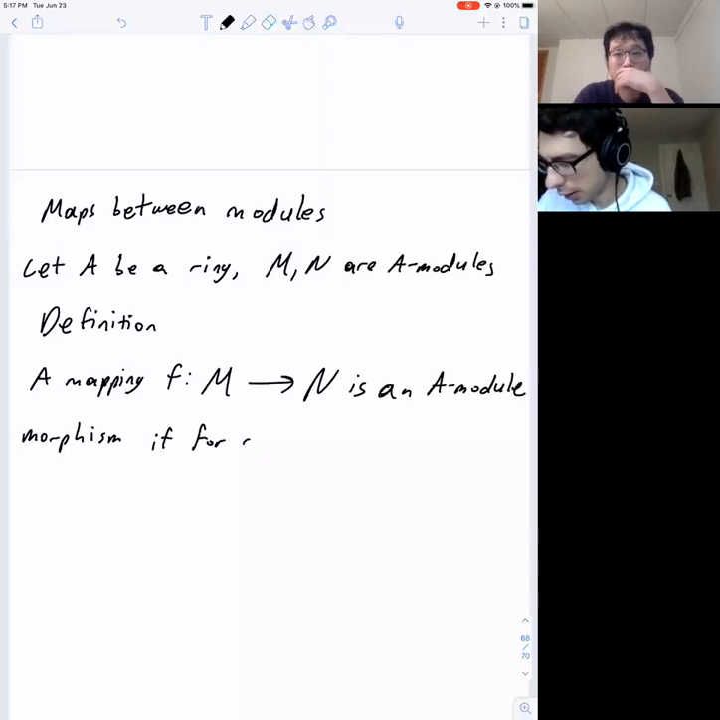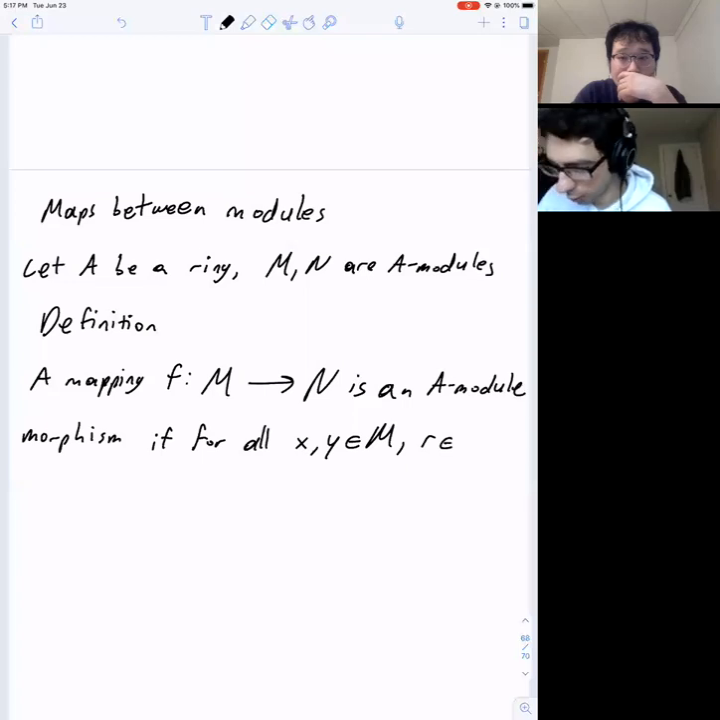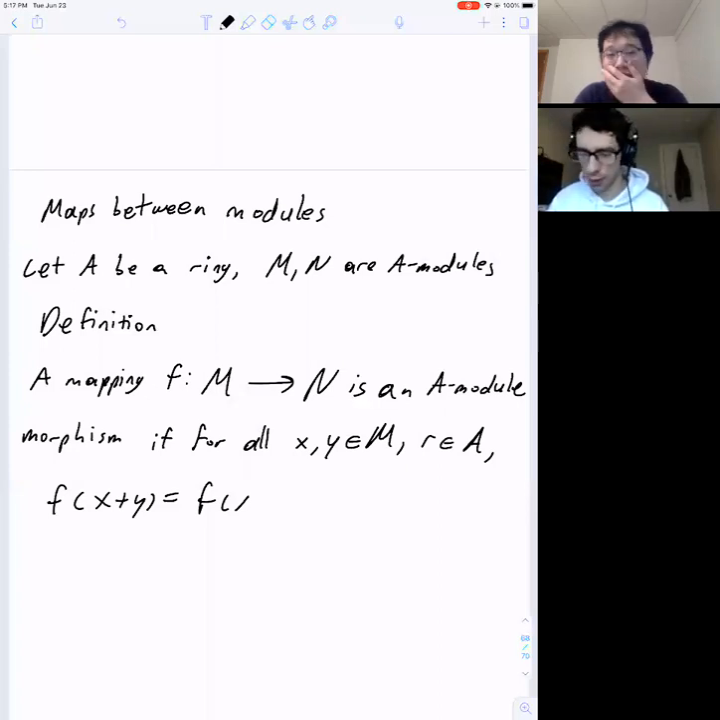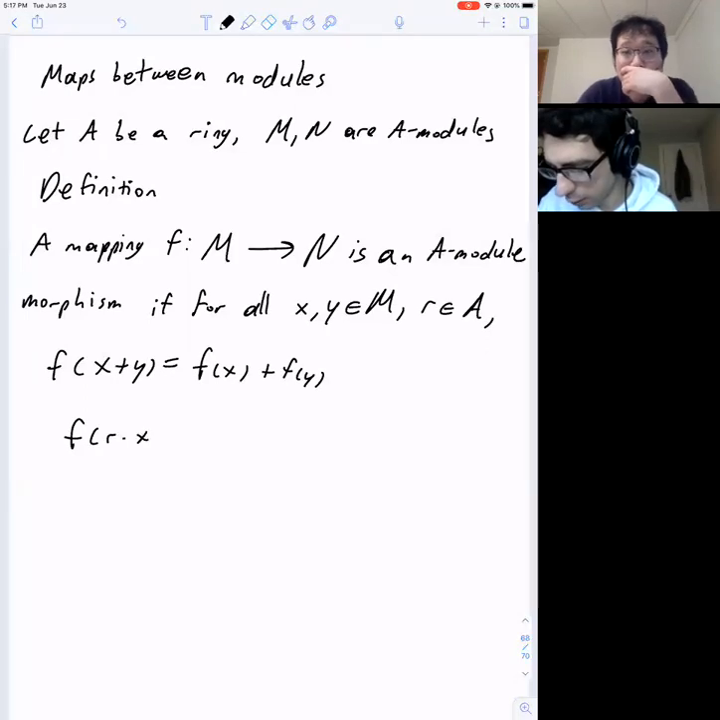X and Y in M and R in A, we have F of X plus Y is F of X plus F of Y. Here I denote addition to be the operation of the module because addition is the most natural commutative operation, and so we always just say commutative operations are denoted by addition. So F of X plus Y should split up as F of X plus F of Y, and also one last thing, F of R times X should be R times F of X.